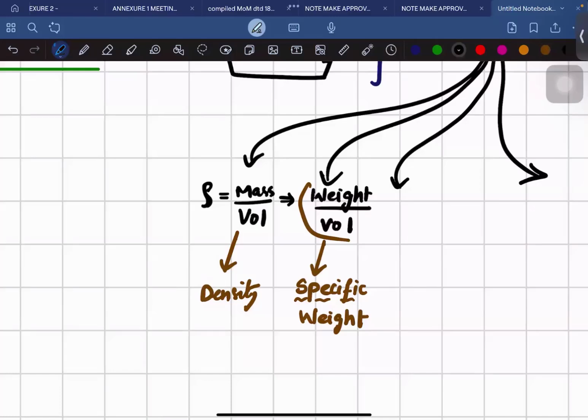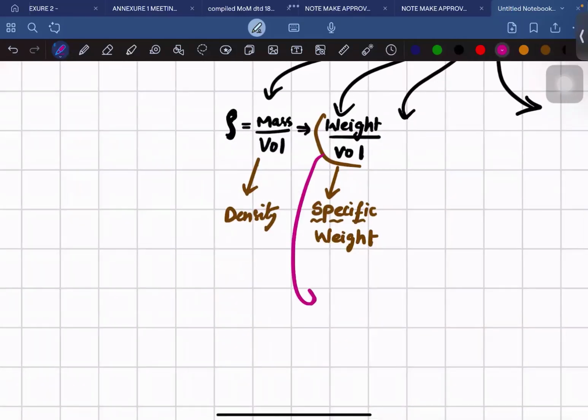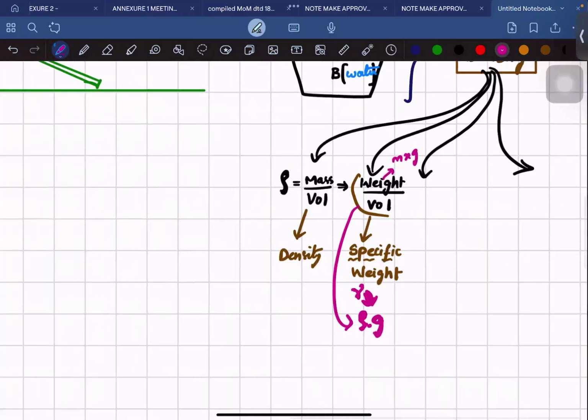Yeah, rho is the symbol for density. Now you have recalled it. This is nothing but rho into g, because you guys know weight is mass into gravity. So when I take mass by volume, that is rho. This is rho into g, and the symbol here is gamma. Specific weight is given by the symbol gamma. Gamma is rho into g. We'll study about it tomorrow with the units and so on.